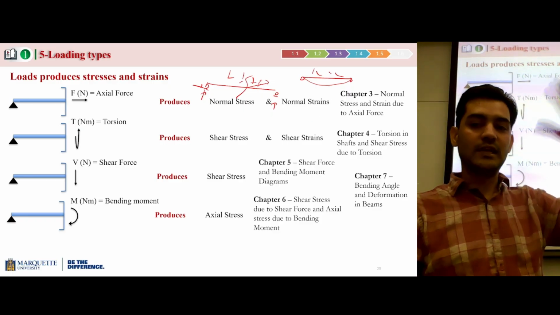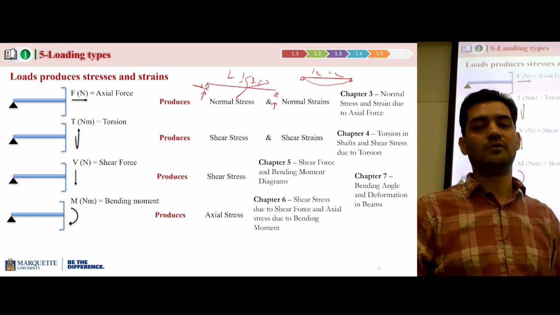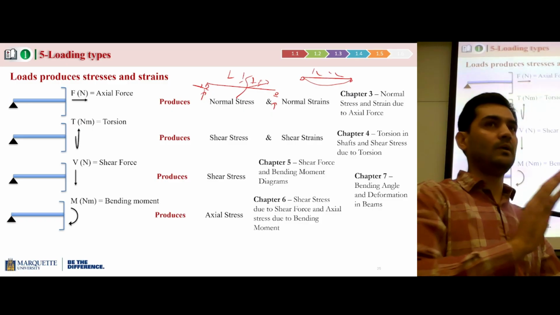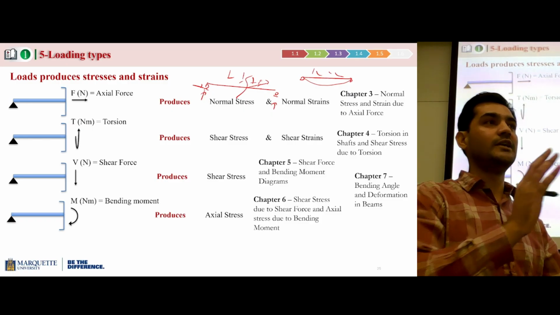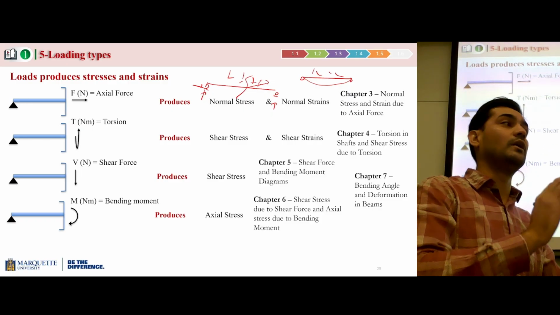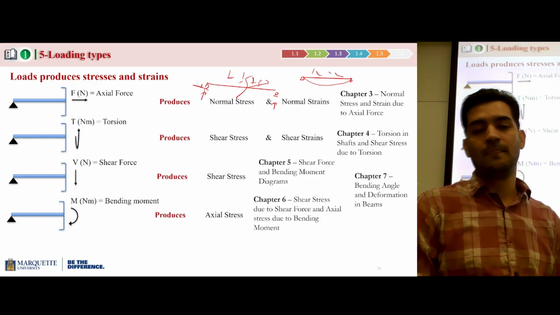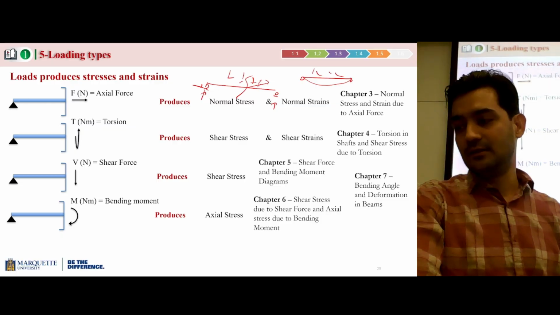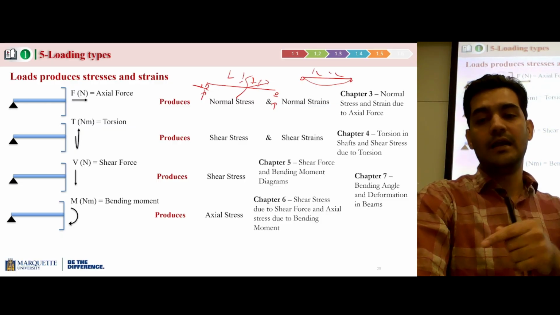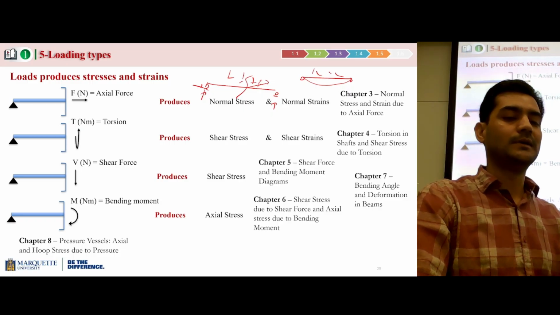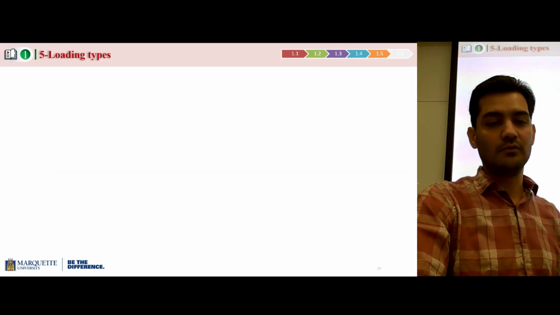These things we will see in chapter 7. Whenever a force is applied, you will also have a change in shape. So we will study the change in shape and how we can calculate how much change of shape we can observe under a certain amount of loads. We're going to talk about that in bending angle and deformation in beams in chapter 7. Chapter 8 is about a special topic, pressure vessels, and we're going to talk about that.